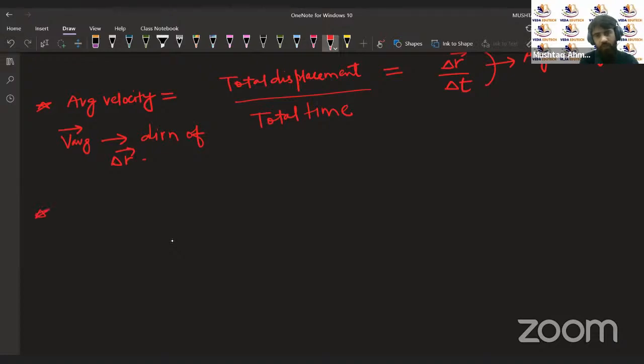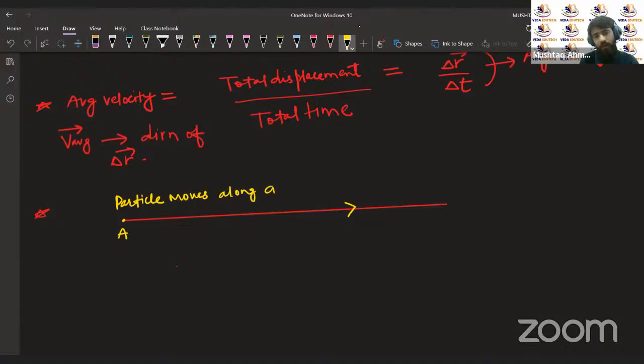Let's suppose that a particle is moving along a straight line. The particle is moving along a straight path like this. It does not change its direction. So in this case, suppose the particle starts from A and moves in this direction. So this is our particle, right? The particle moves along a straight line without changing its direction, right?